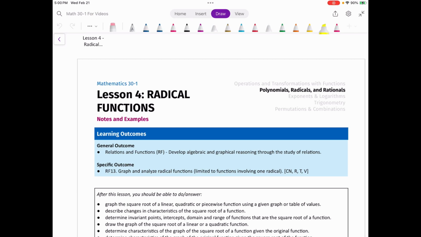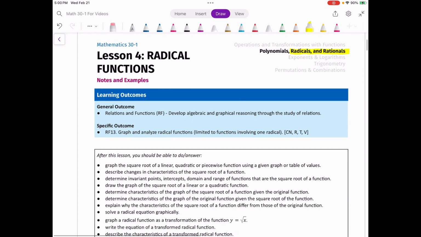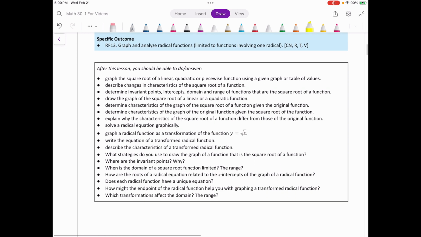Alrighty, folks. So moving now into the second portion of Unit 2, we're going to start shifting into looking at radical and rational functions. Radicals will be today, in this lesson, and rationals will be in the next lesson, lesson 5. We've wrapped up our focused part where we were looking at polynomial functions, though they never really go away completely.